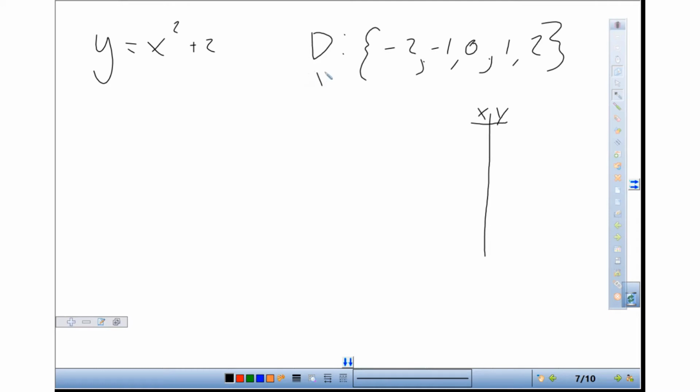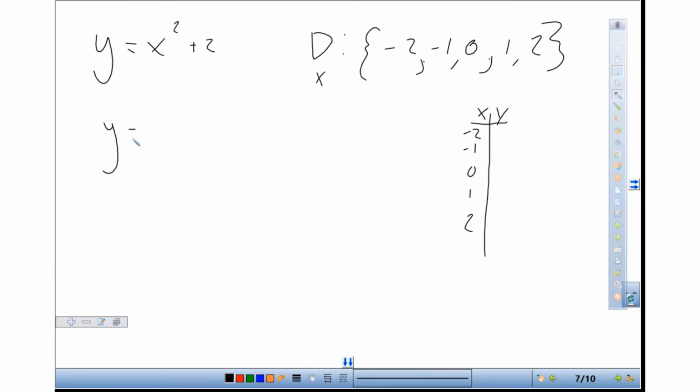Domain is always x, remember. So when we're talking about domain, we can pick our own x's, or we can just use what we always do, which is -2, -1, 0, 1, and 2. Okay, so what we're going to do is take these x's and plug them in where x is here.